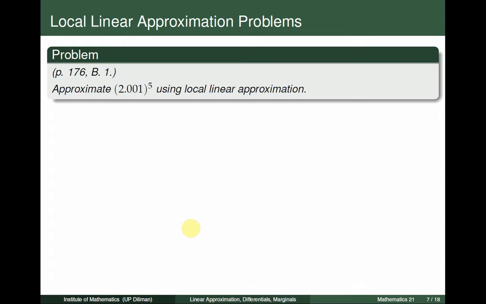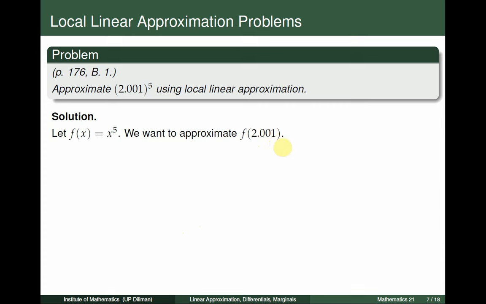First of all, we're not given the function this time, unlike the previous problem. So we will make up our own function. And what's a good candidate here? A good candidate is x to the fifth. So now, let's let f of x be x to the fifth. We want to approximate 2.001 to the fifth, which is f of 2.001.